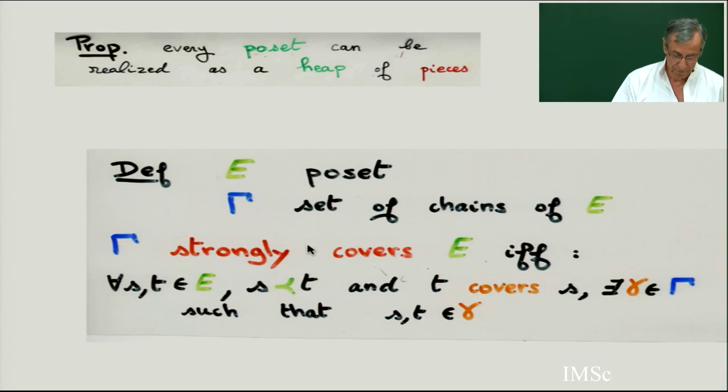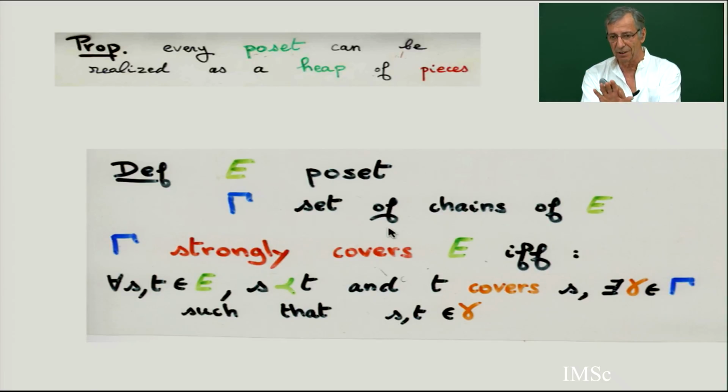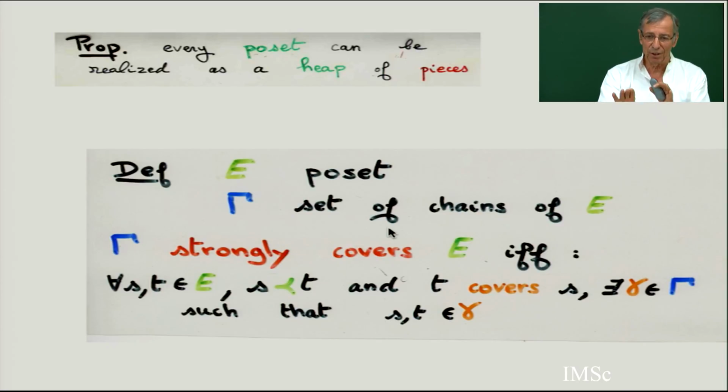So proof. Every poset can be realized as a heap of pieces. Take a poset and take a set of chains. A chain is a sequence of elements, each one less than the next one. The classical notion is that a set of chains covers the whole poset, which means any element of the poset belongs to one of the chains. But I introduce a stronger definition.